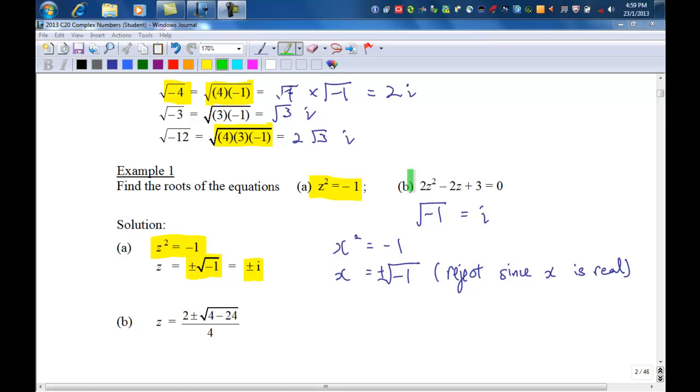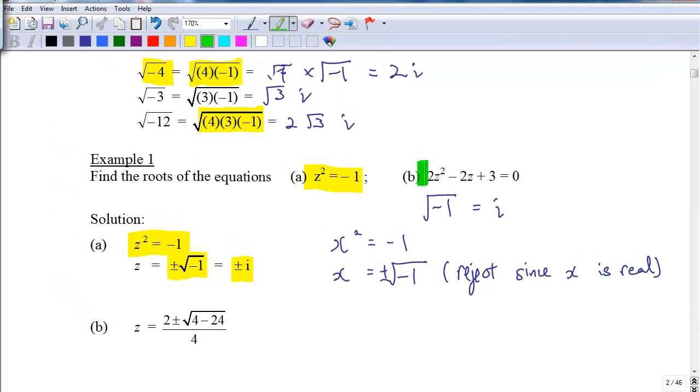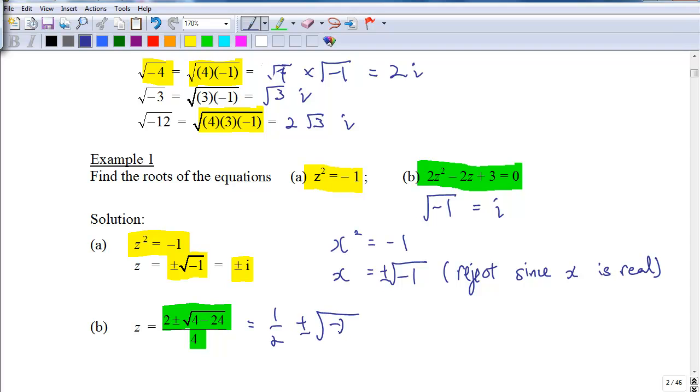For b, we want to find the roots of this equation: 2z squared minus 2z plus 3 equals 0. And using the formula, minus b plus minus square root of b squared minus 4ac, over 2a, we can simplify this to half plus minus square root of minus 20. Now this is the same as half plus minus square root of 4 times 5 times minus 1. And then I will get, as my final answer, half plus minus 2 square root 5 i.